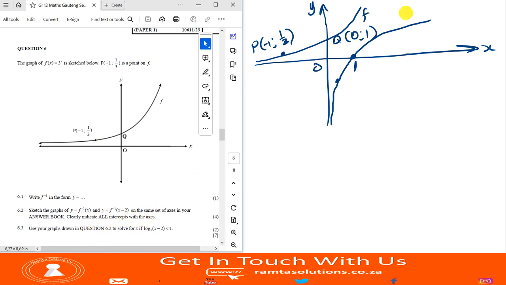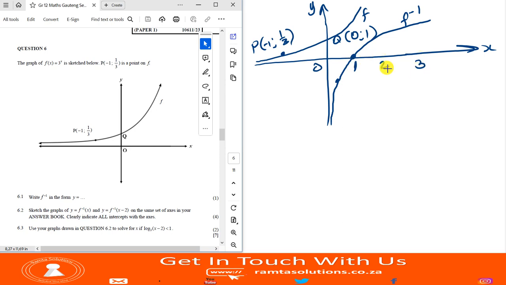What is this? This is F inverse. Now, this one here is F inverse shifted. Hear me out. This one here is F inverse shifted 2 units to the right. If you shift it 2 units to the right, it means you will have 2, you'll have 3.